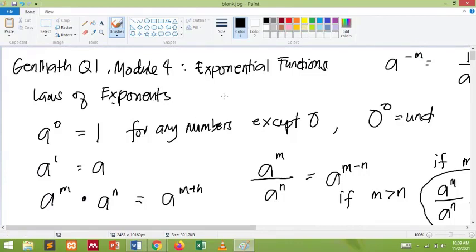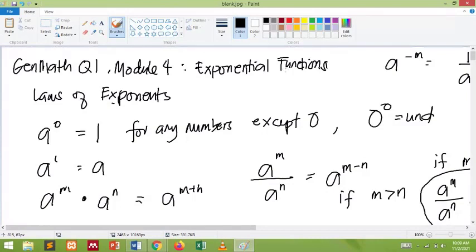Those are only a few of the laws of exponents. I'm sure you have tackled all, if not at least 3 perhaps, or at least some of this in junior high school. And if you haven't, then I really hope that you can review that one. Actually, it's in your modules too.